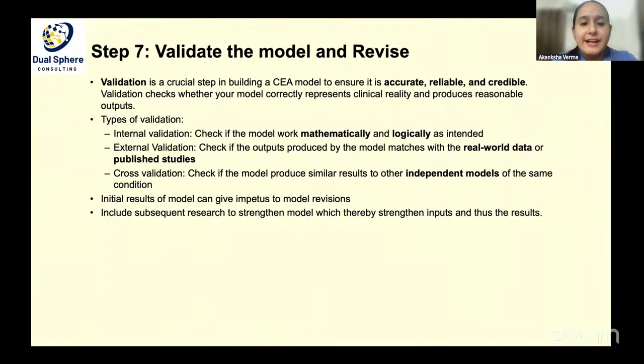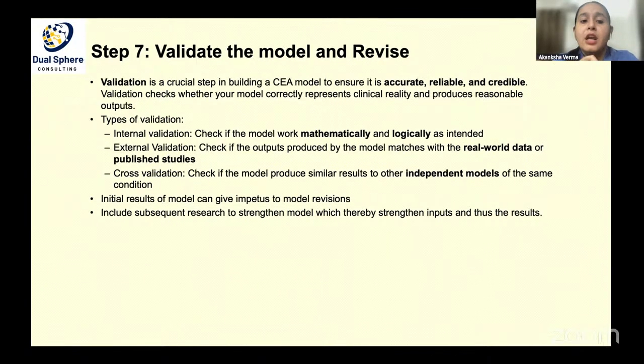Okay. External validation: check if the outputs produced by the model match with the real world data, published studies, right? So if you have real world data, real world published studies already available for your intervention, it's always good to cross tally them, match with them, so that it provides a better validation to your procedure, to your programming, to your model, that yes, the model is giving us the desired results.